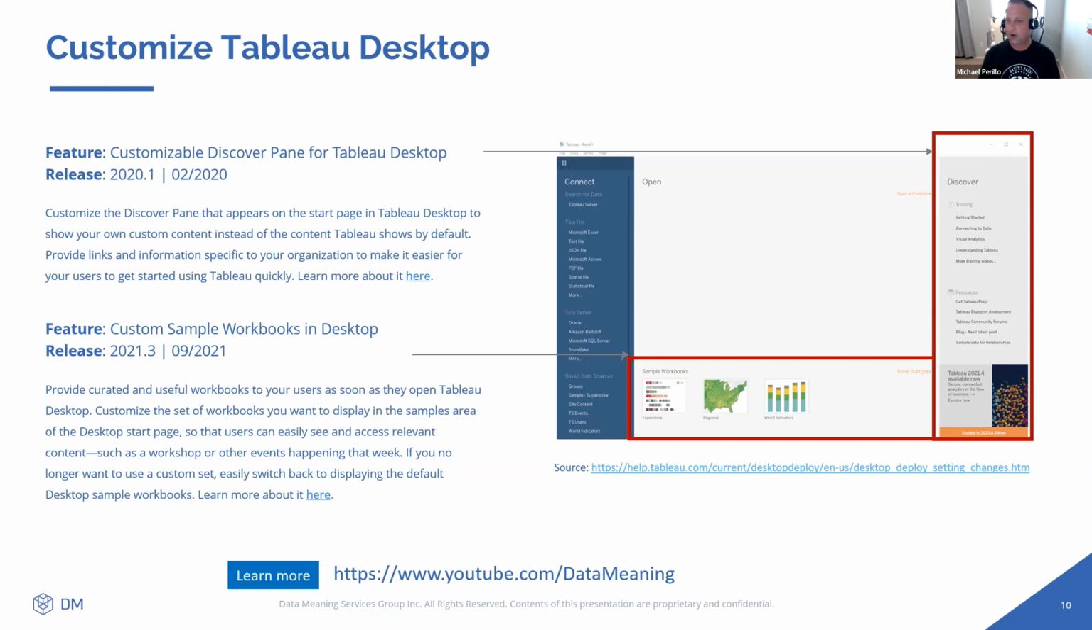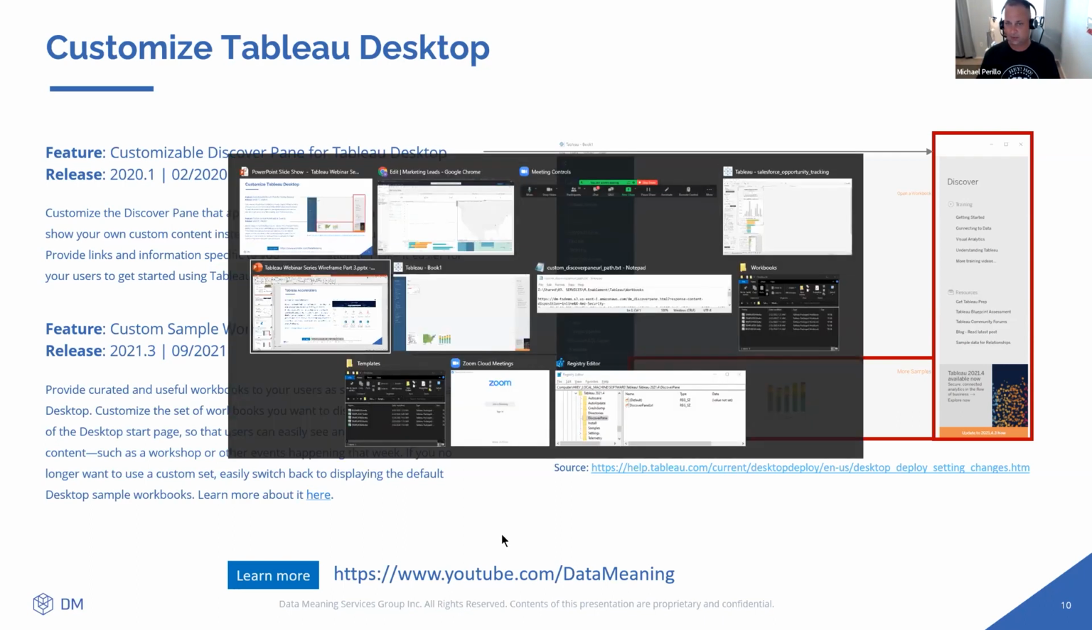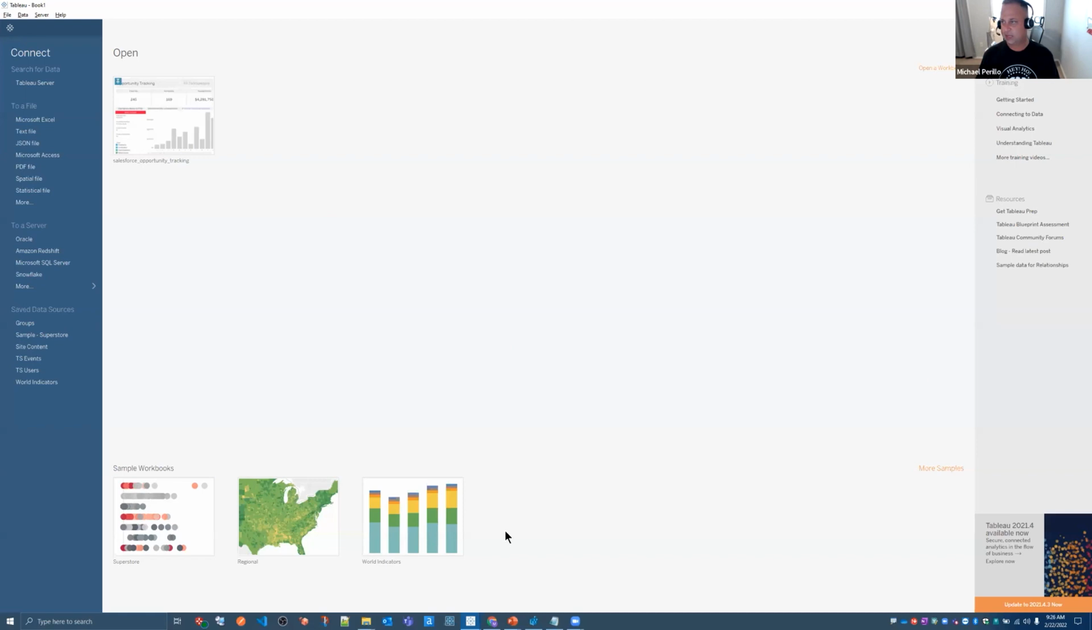And that's all great. But what we're going to show you is a couple of features that Tableau's introduced, one of those being the customizable Discover pane. Now, everybody's hopefully familiar with that Discover pane. If we go to Tableau Desktop, the Discover pane is over on the right-hand side.